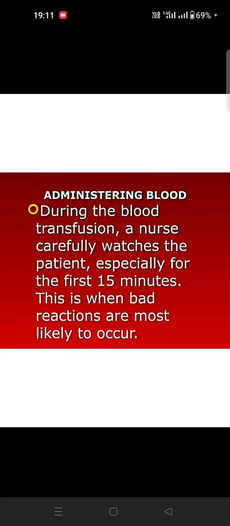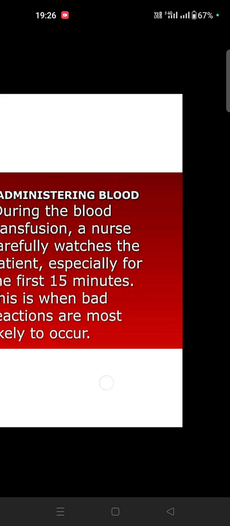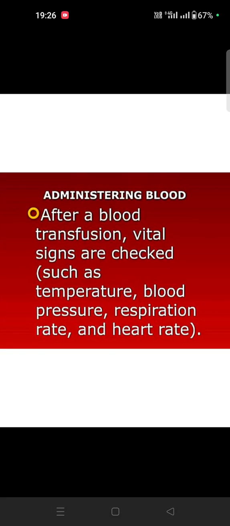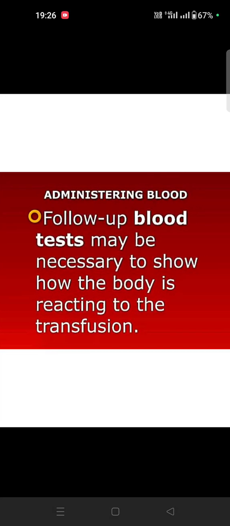Then during the transfusion the nurse carefully watches the patient, especially the first 15 minutes, to see whether any reaction happens or not. After the blood transfusion, vital signs we can check: temperature, blood pressure, respiration and heart rate. Then follow-up tests may be necessary to show how the body is reacting to the transfusion.